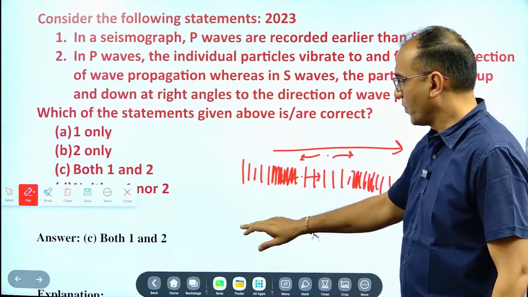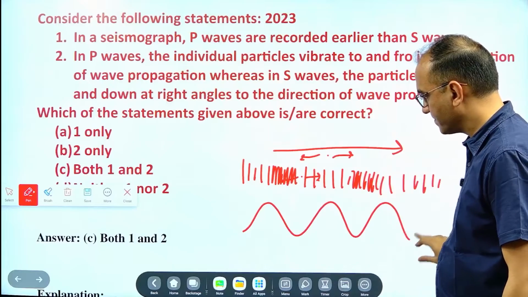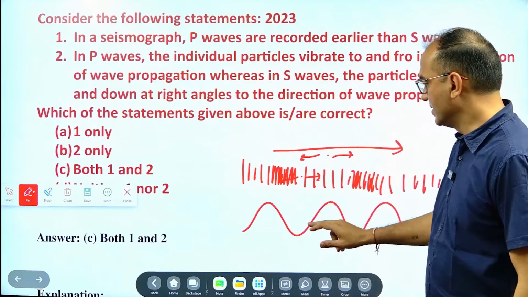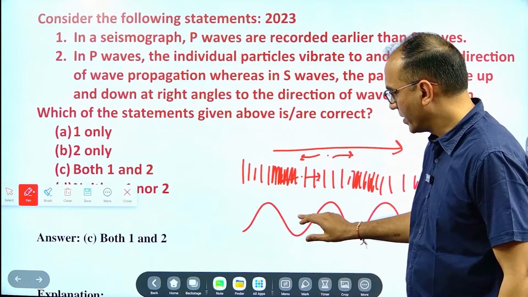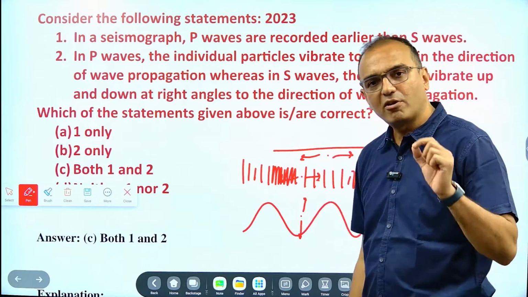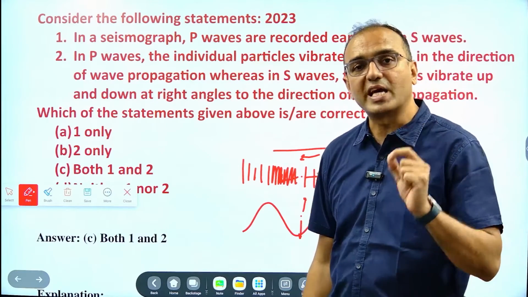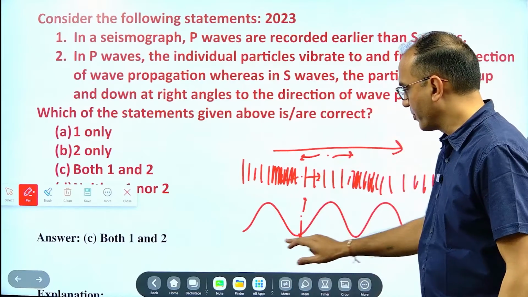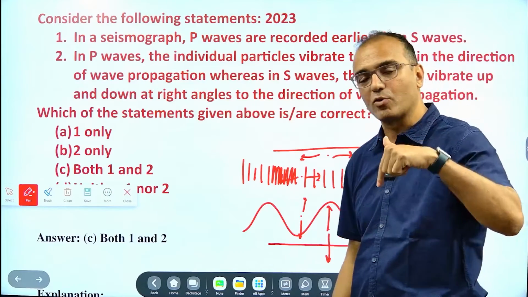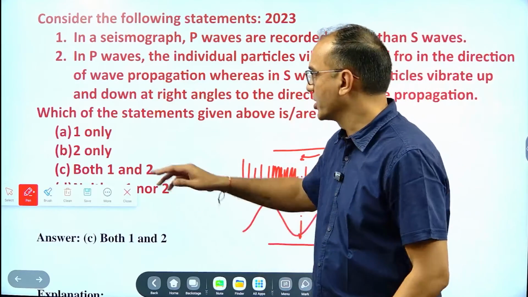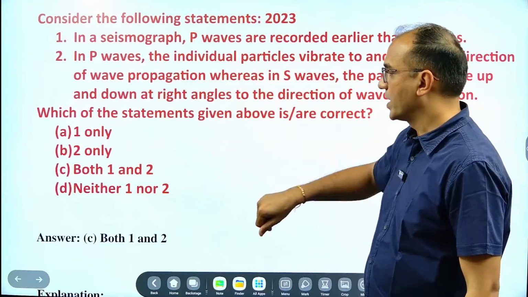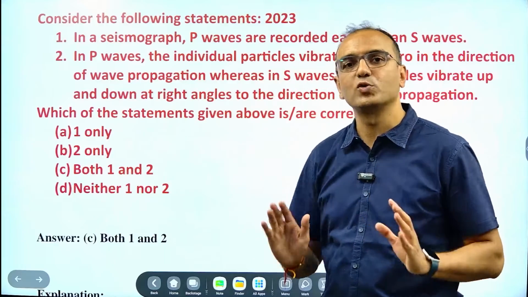Second, in S wave. Now S wave is like this. This is also known as a transverse wave. In this, the particle is moving like this. The particle of the medium is moving perpendicular to the direction of propagation of the wave. So the direction of propagation of the wave is like this, but the particle is moving to and fro, up and down, which is perpendicular to the direction of propagation of the wave. And this is the reason that the second statement is also right. So both, the answer is C, both 1 and 2 are correct.